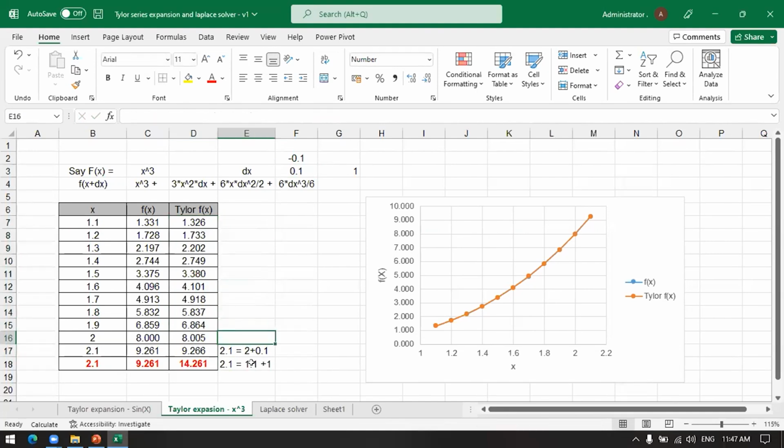But now I get greedy. Instead of using the value of dx or the increment as 0.1, I say, okay, let me increase this to 1.